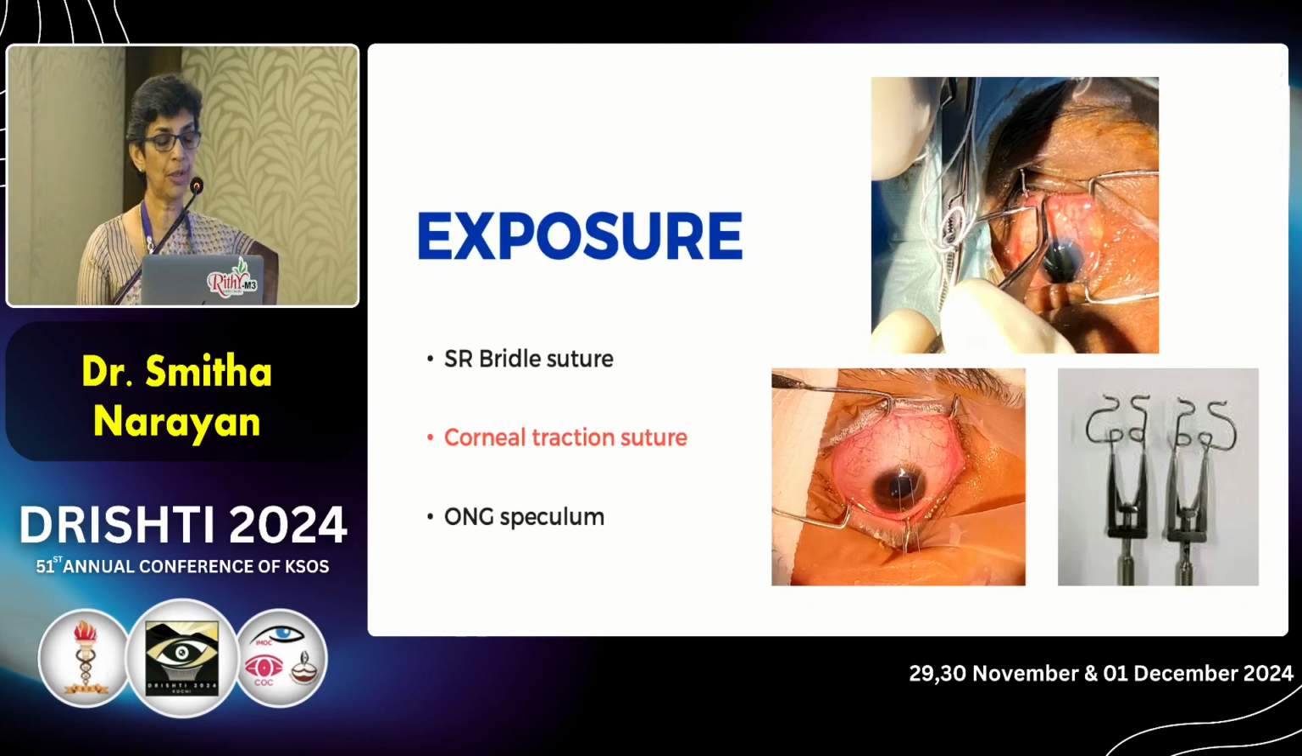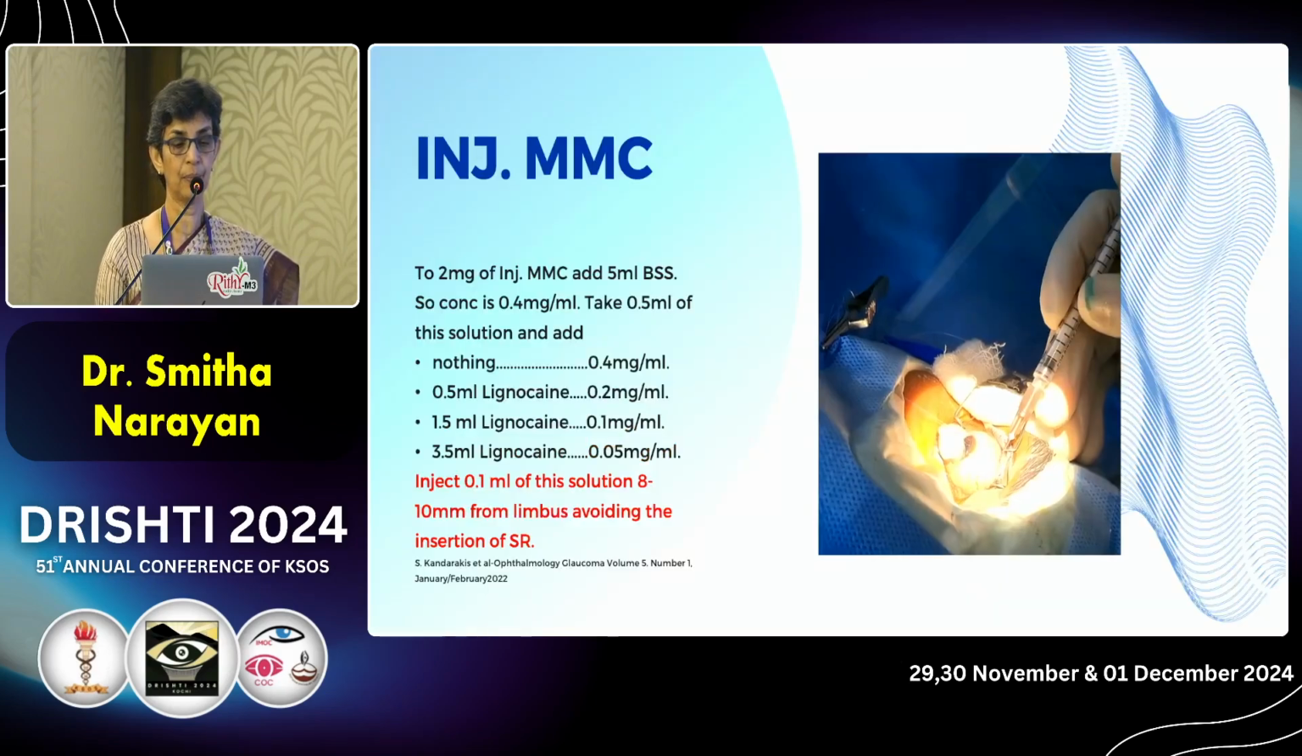The exposure for trabeculectomy can be best provided nowadays. I use the corneal traction suture using 8-0 Vicryl on a spatulated needle passed through about 90% of the depth of the cornea, because that gives you an atraumatic field. But the best option, it seems, is the Ong speculum, which prevents movement of the eyeball and gives you a very good exposure. Previously, we used the superior rectus bridle suture, but that would bring blood to the surgical site and would cause the trabeculectomy to fail.